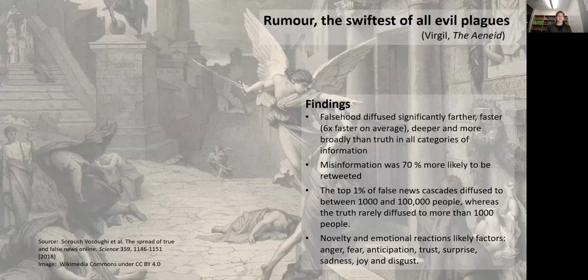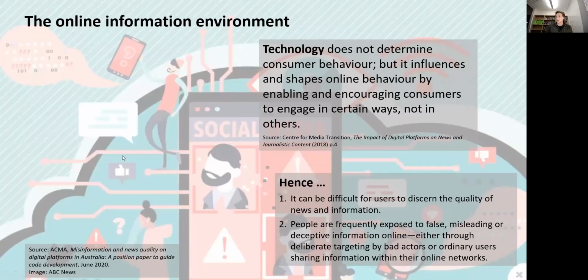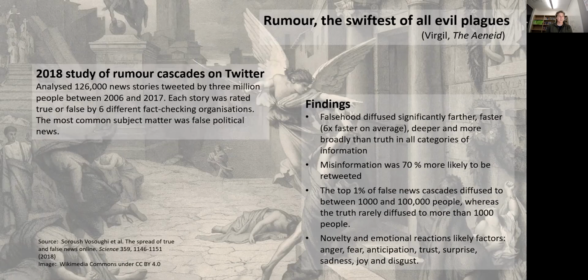Right, so a 2018 study of rumor cascades on Twitter analyzed 126,000 news stories tweeted by 3 million people between 2006 and 2017. Each story was rated true or false by 6 different fact-checking organizations. The most common subject matter was false political news.